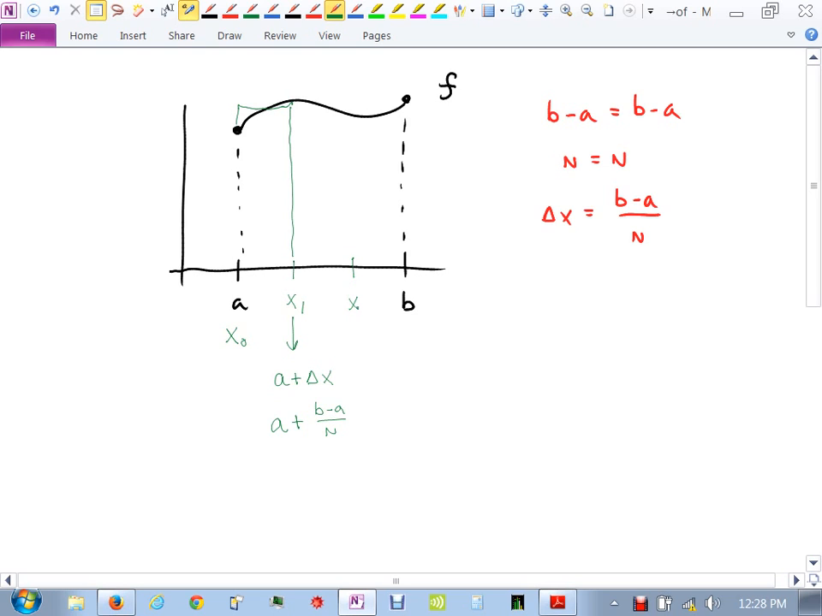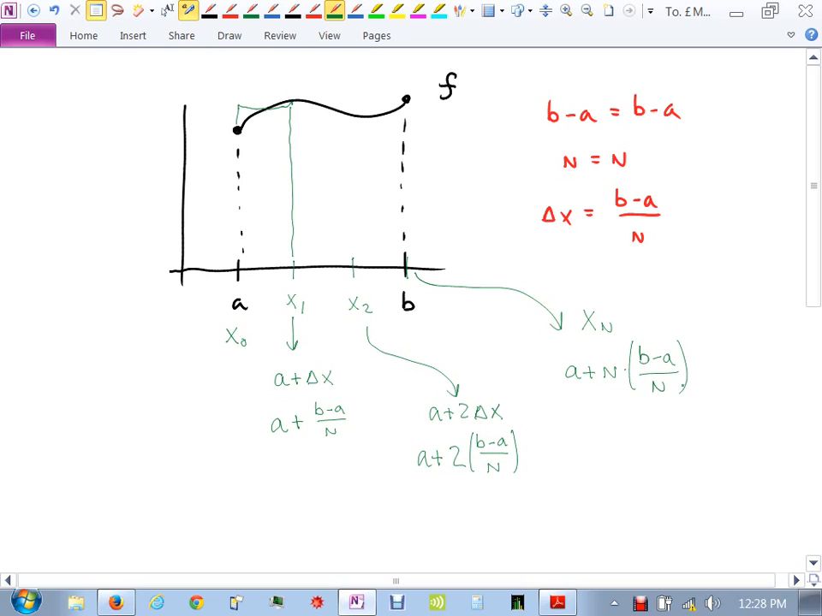Now, what will the next one be? x2 is a plus 2 delta x, which is a plus 2 times (b minus a) over n. Do y'all see how this is very naturally flowing from what we just did? Then I keep doing that until I get to the very end, to my nth x, x sub n, and that will be a plus n times (b minus a) over n. You can see from that the n's would cancel, and you would just get a plus (b minus a), which is b. So you would be at the end.